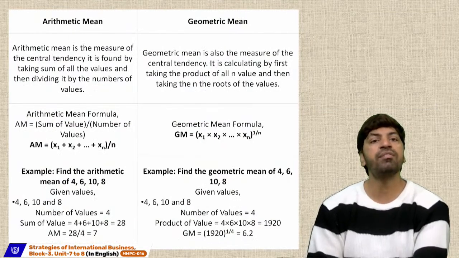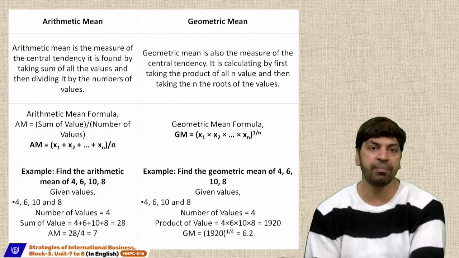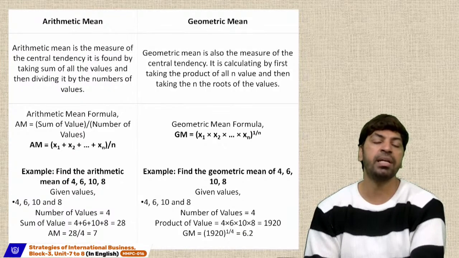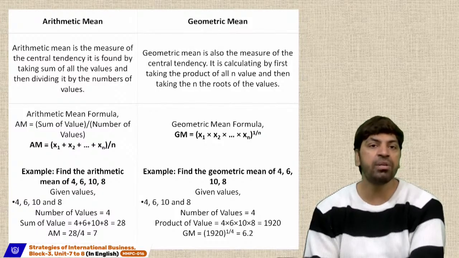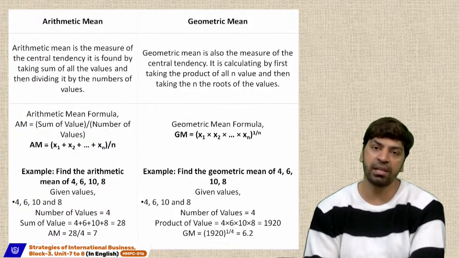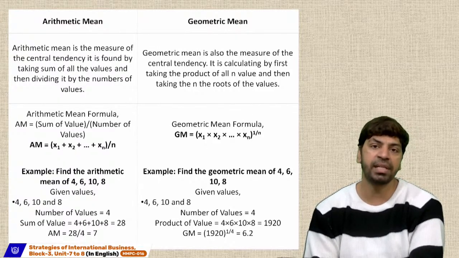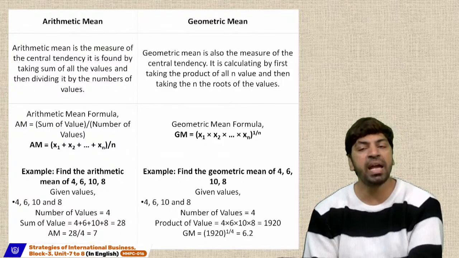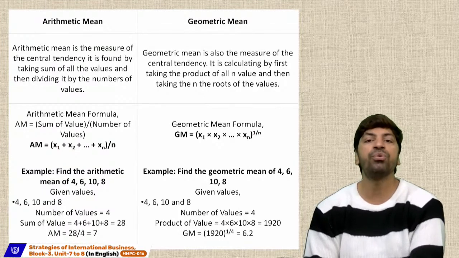So this is the difference between the arithmetic mean and the geometric mean. Arithmetic mean is a measure of central tendency, and it can be found by adding all the values of the data set and dividing by the total number of values. Geometric mean is also a measure of central tendency, but it is calculated by first taking the product of the n values and then calculating the root of that value.